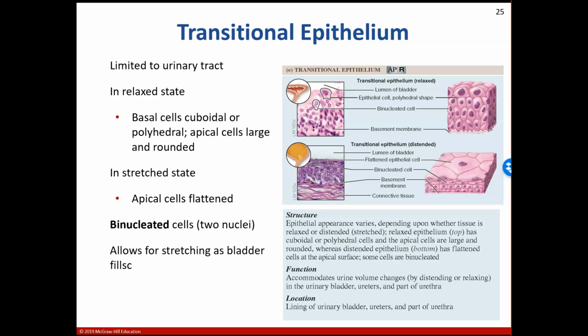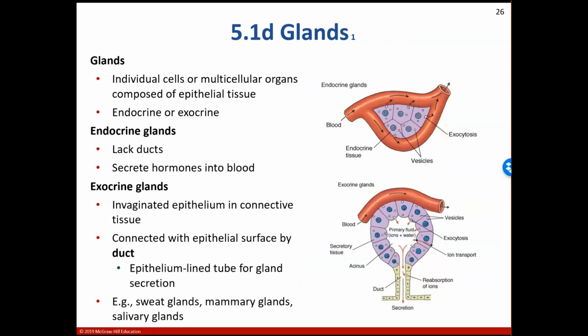Now we're going to move on to talk about glands. Glands have individual cells or multicellular organs that are composed of epithelial tissue, and they could be categorized as endocrine or exocrine. So the way we classify endocrine glands is that it is going to lack ducts and it's going to secrete some type of hormone that moves into the blood.